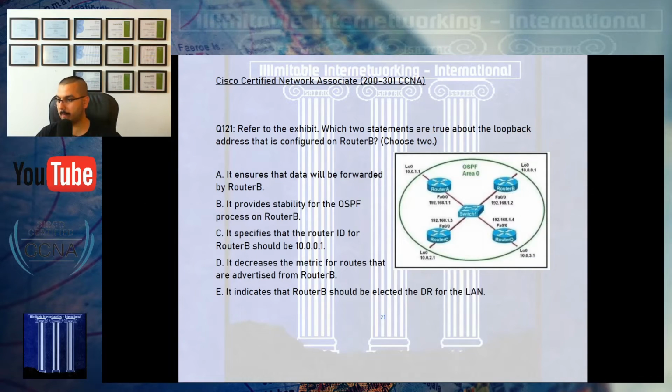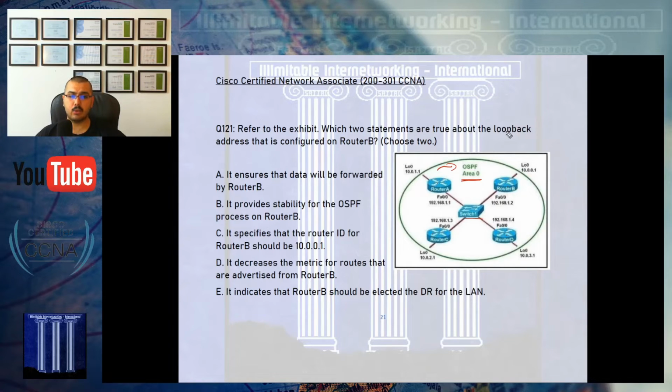Okay, we'll have only 4 questions left in this video. Refer to the exhibit. This is the exhibit. The exhibit says 4 routers connected together through a switch. Since there is a switch in the middle of some routers and those routers are using OSPF, this is a broadcast OSPF network. So all of the guys are inside area 0. Okay, so it's not a multi-area.